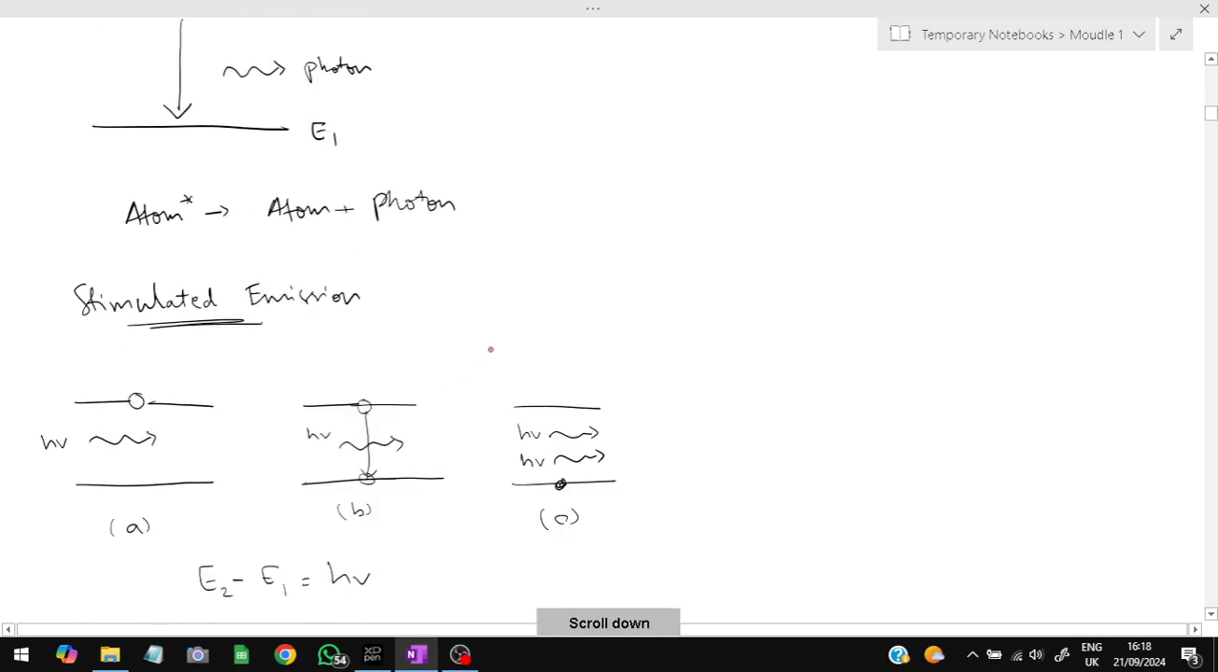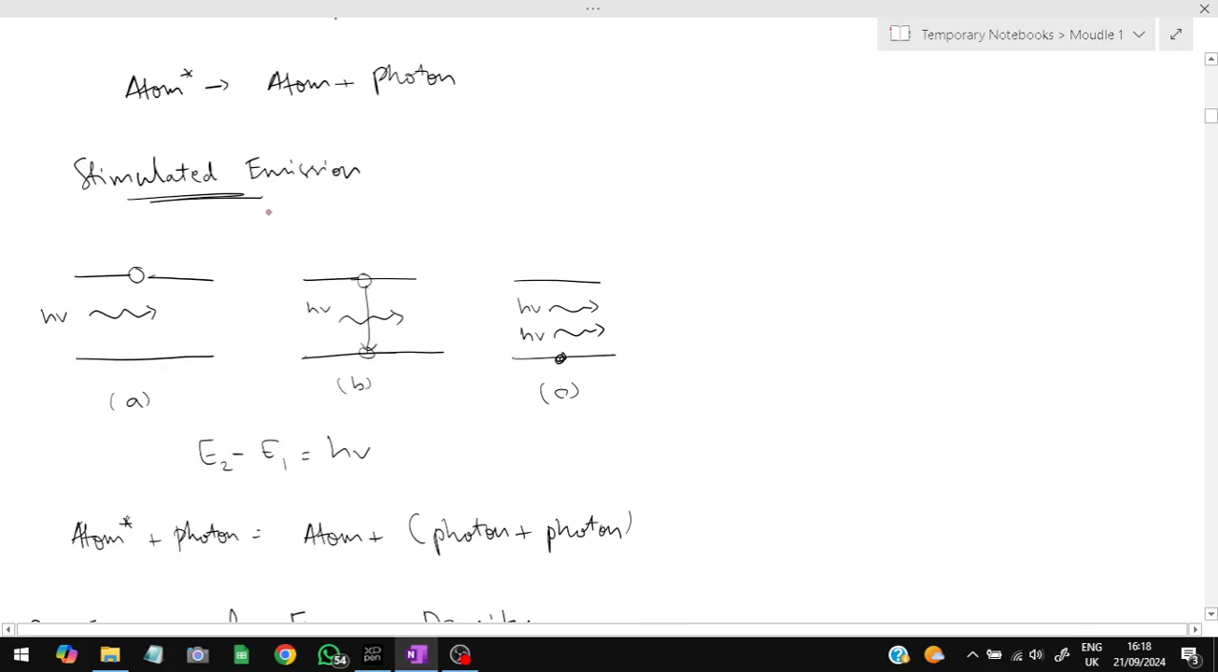The last one we have is stimulated emission. In stimulated emission, both of these things happen. The first is that the electron comes from a higher state to a lower state. The second is that a photon gets emitted.